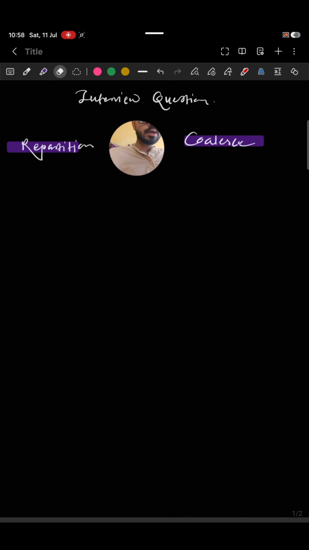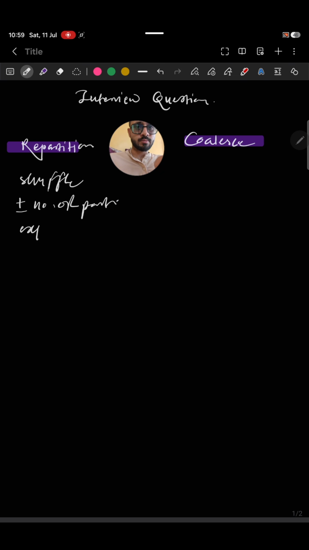Okay, so this is again one of the most asked interview questions in data engineering interviews, both for beginners as well as experienced people. The interviewer asks you to differentiate between repartition and coalesce. The basic difference is that repartition shuffles the data. It can be used to increase or decrease the number of partitions, and it is a little bit expensive.